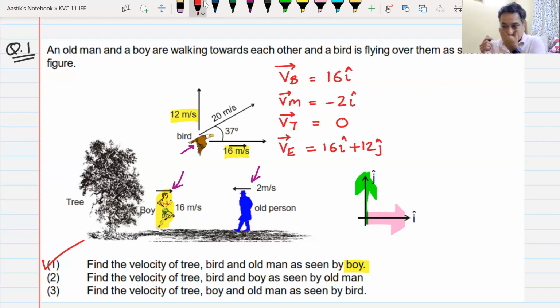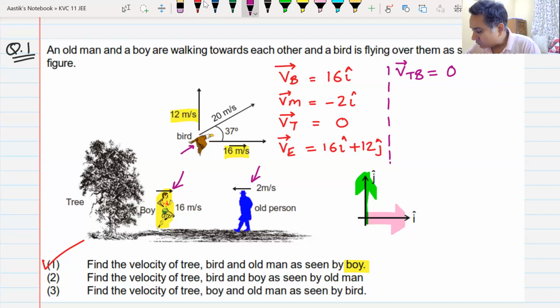Yes or no? Now what we have to find out is the velocity of tree, bird and man with respect to boy. Let me do it step by step here. So we have to find the velocity of tree with respect to boy. That will be the velocity of tree, which is 0, minus velocity of boy, which is 16I. So the answer would be minus 16I. Everyone got this?